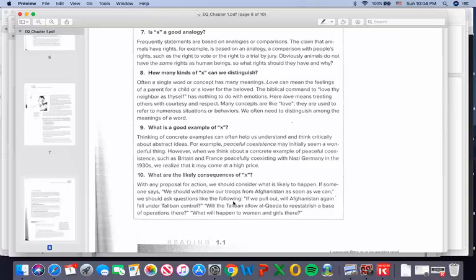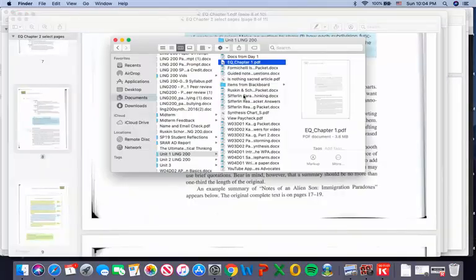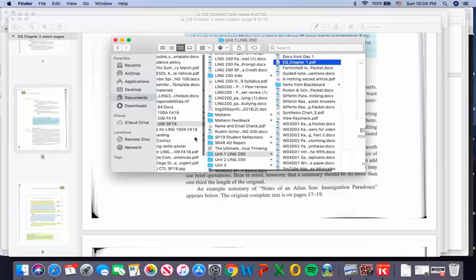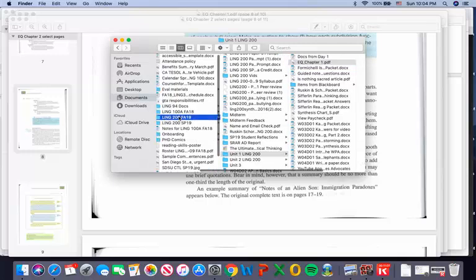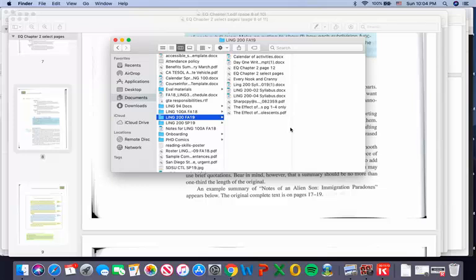So let me see, do I have the article? I don't have the article, so I'm going to grab it from my computer. You can download it again from the website, from Blackboard.